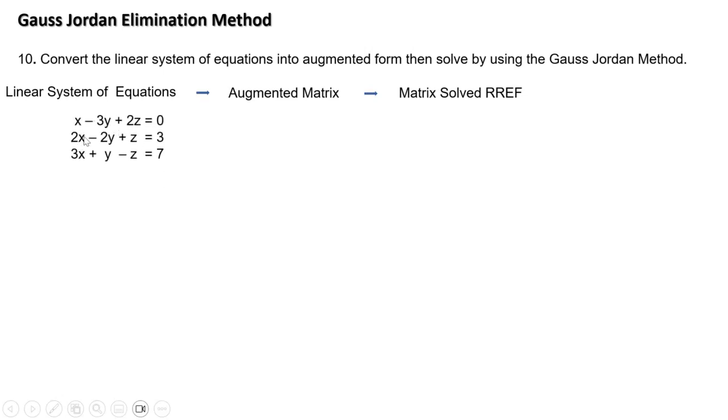Okay. So again, this is the same equation as we did on slide number 9, on the previous slide. Okay, we have to go from linear systems to augmented matrix, right? This is row 1. You see, we only get the coefficients of x, y, z: that's 1, -3, 2, and 0. And then 2, -2, 1, and 3. And 3, 1, -1, and 7. This is called the augmented matrix. You're going from a linear system of equations to the augmented form.